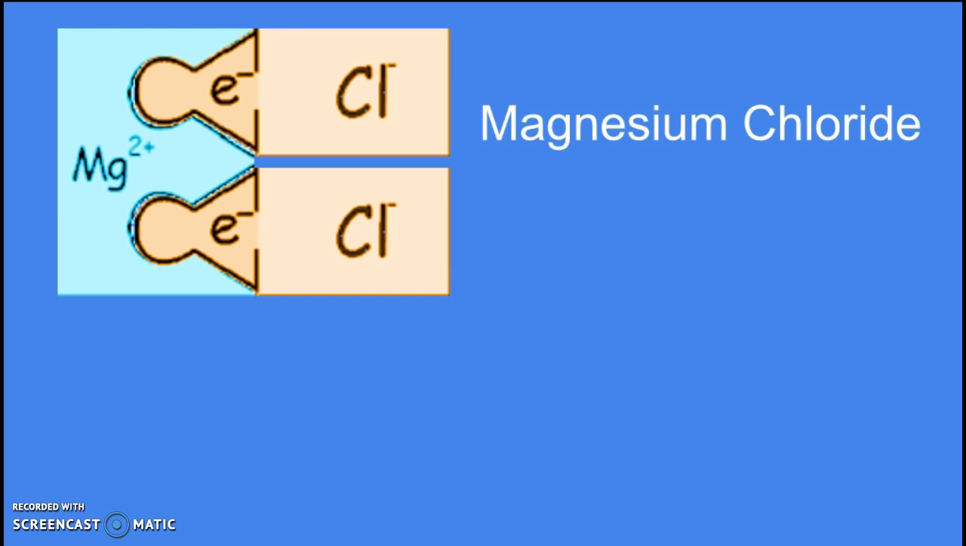And then if we were to write this as a chemical formula, remember, a chemical formula is going to tell you what elements are in the compound, and how many. So magnesium, we have 1, and then we have 2 chlorines. So it would be MgCl2.